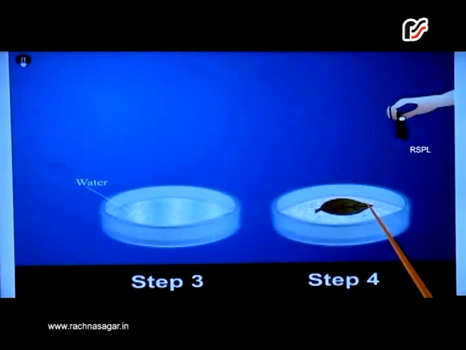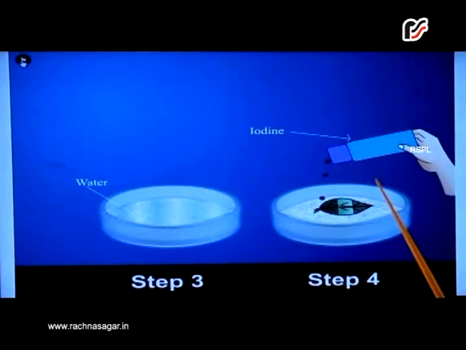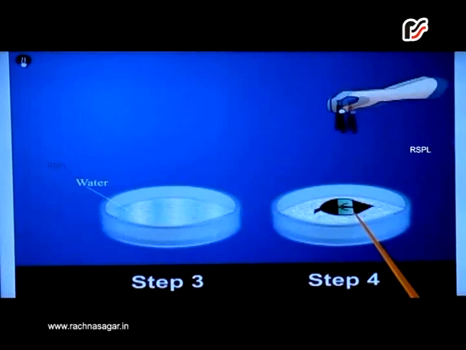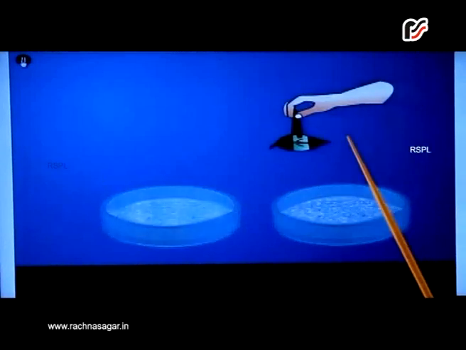Pick it up from there, put it in another petri dish and now you add a few drops of iodine solution onto the leaf. What do you see, children? Instantly there is a color change. Pick it out. We may even wash the leaf once again to remove the excess iodine on its surface.